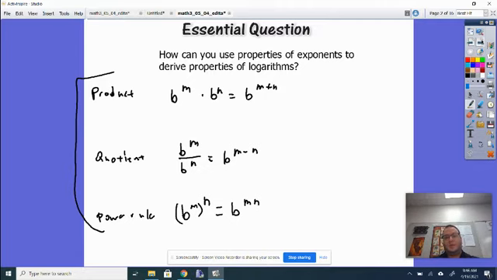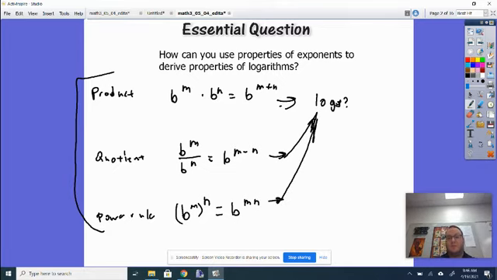So again, the goal today is to see if there is a way to convert these into logs. Same with this one, same with this one. If there is, then great. And if there isn't, then we did something wrong. Because spoiler alert, there is.